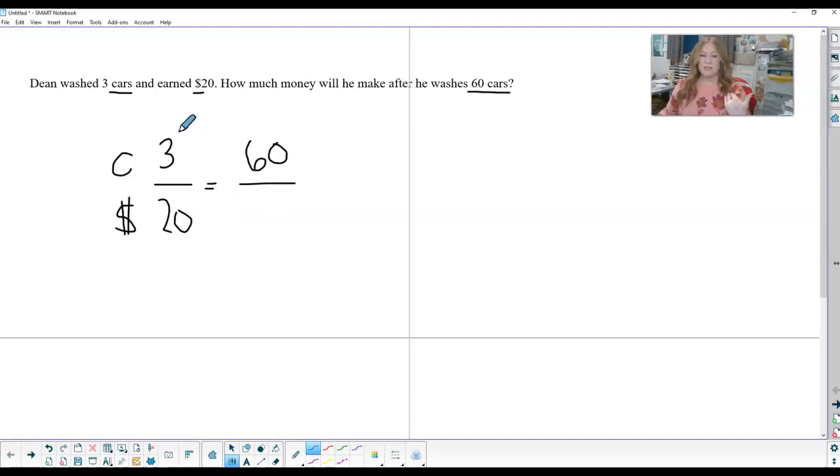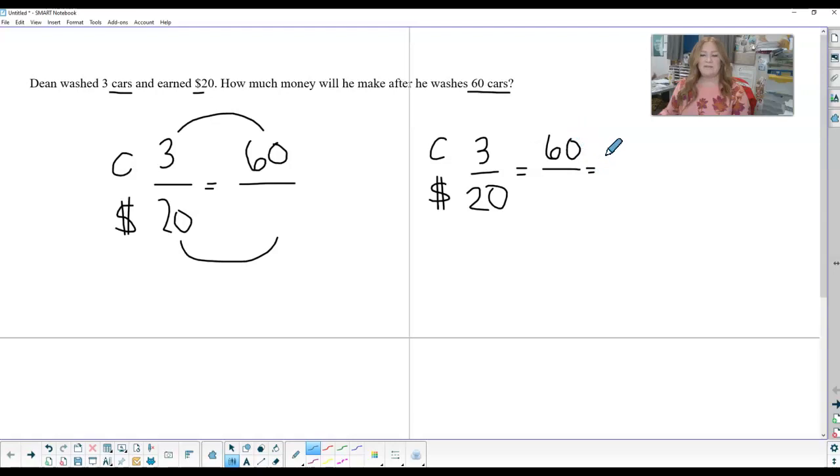So a couple things, I do notice that 3 can go into 60. So if I know that, I can just do the same thing to 20. So that's one way you could do that problem. We can also take 3 cars with $20. And I'm trying to look for 60, but I could find 1, right? So I divide by 3, and then I have to divide by 3 here as well.